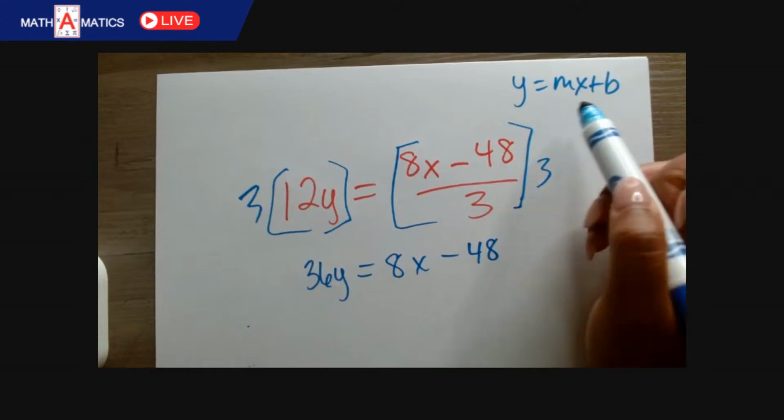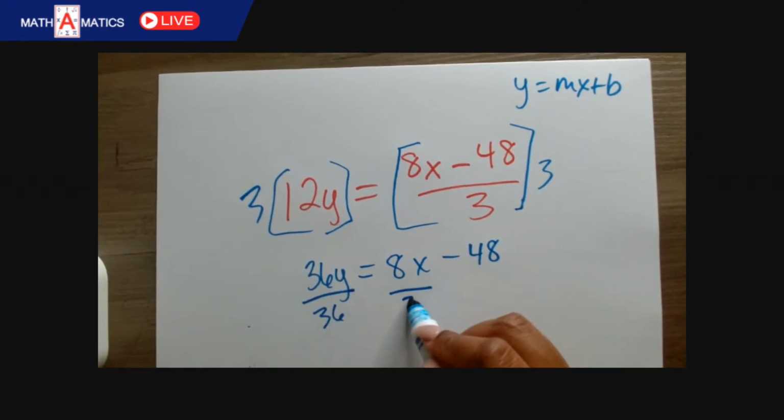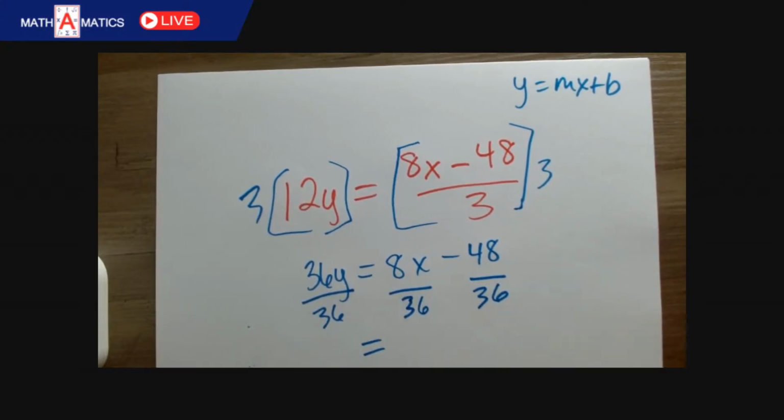And since we're looking to get it in y equals mx plus b, we want to just get y alone. So we can divide both of our sides by 36. And then we are going to simplify or reduce. What is 1/3? Okay, I see a question in the chat from our last problem.